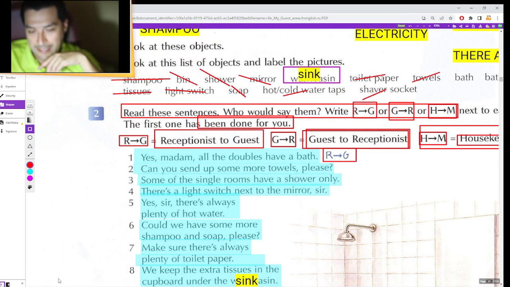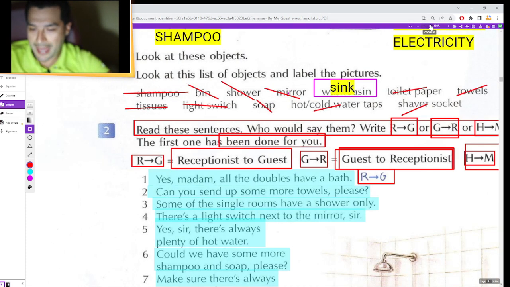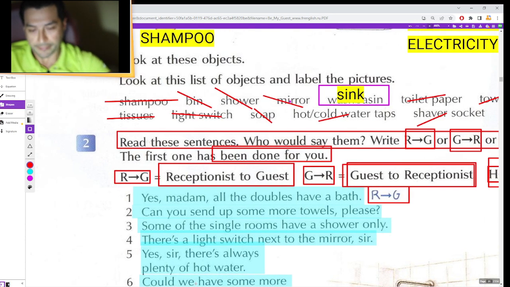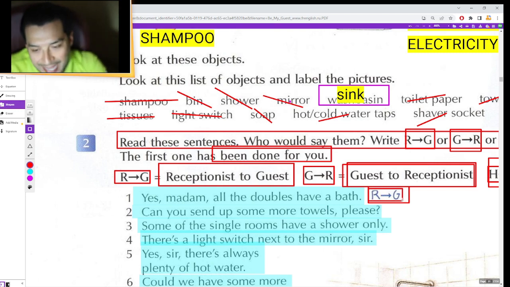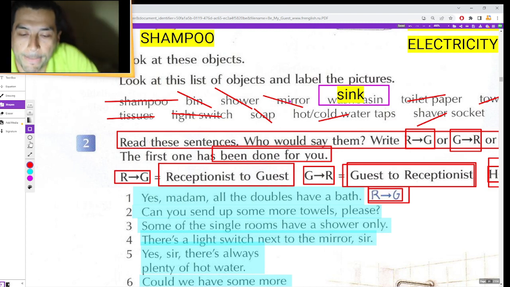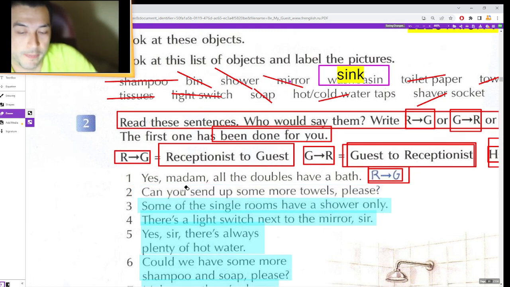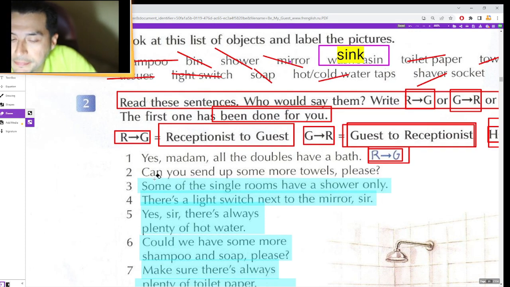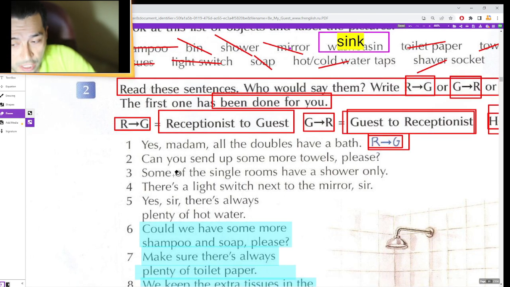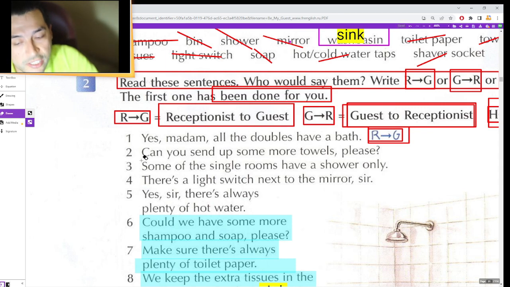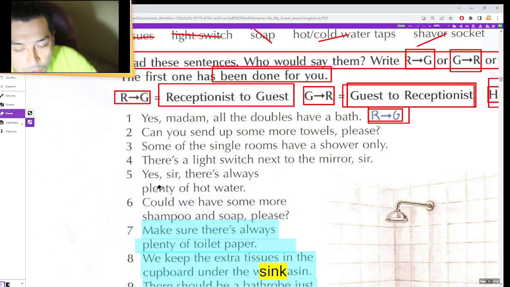Let's read the sentences. Number one says, yes, ma'am, all the doubles have a bath. The receptionist to the guest. Number two, can you send up some more towels, please? Number three, some of the single rooms have a shower only. Number four, there's a light switch next to the mirror, sir. Number five. Yes, sir. There's always plenty of hot water. Number six. Could we have some more shampoo and soap, please?